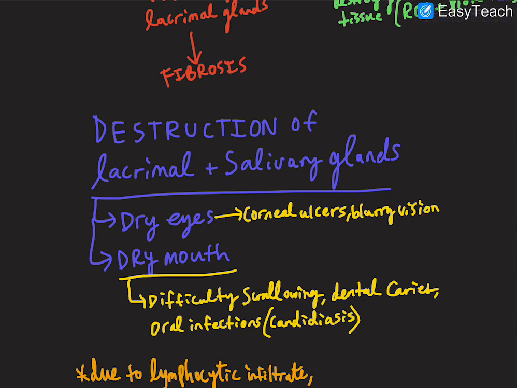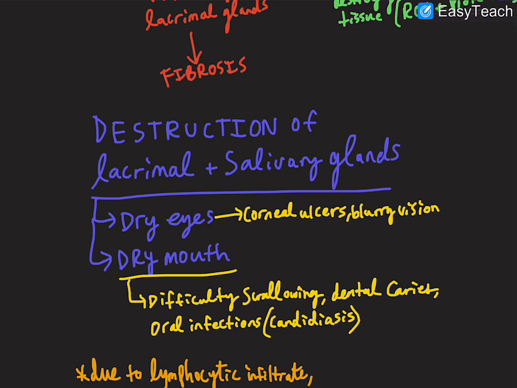And then of course you can have blurry vision too, because tears are good for not having blurry vision, right? You can have gritty eyes, burning eyes, due to the lack of tear production. Even photophobia can be there too. And then if you destroy your salivary glands, you get dry mouth. You can also get difficulty swallowing because if you have dry mouth and you try to swallow, it's hard to swallow. You can also get dental caries, or cavities.